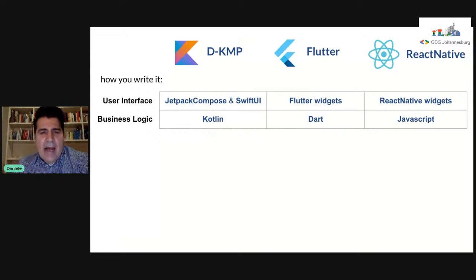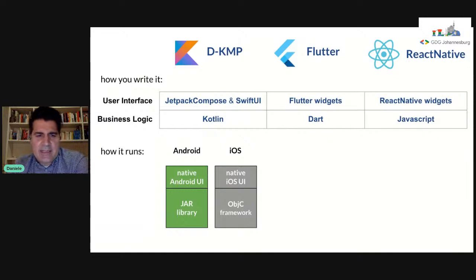And let's now compare the D-KMP framework architecture to Flutter and React Native. As we already mentioned, the user interface we write natively, Jetpack Compose for Android and SwiftUI for iOS, while on Flutter and React Native, you would use their own proprietary widgets. In terms of business logic, for D-KMP you would simply use the Kotlin language, for Flutter the Dart language, and for React Native the JavaScript language. And now, more interestingly, let's see how it runs.